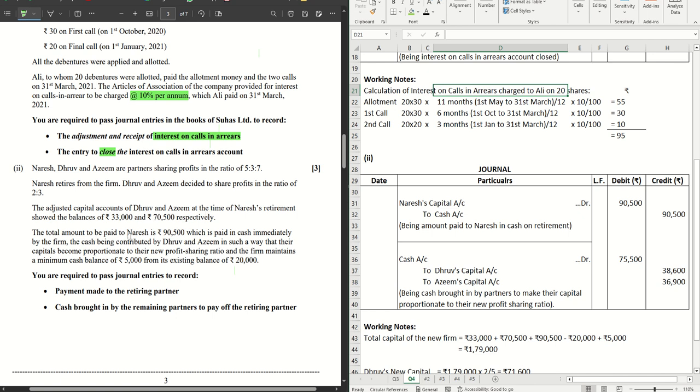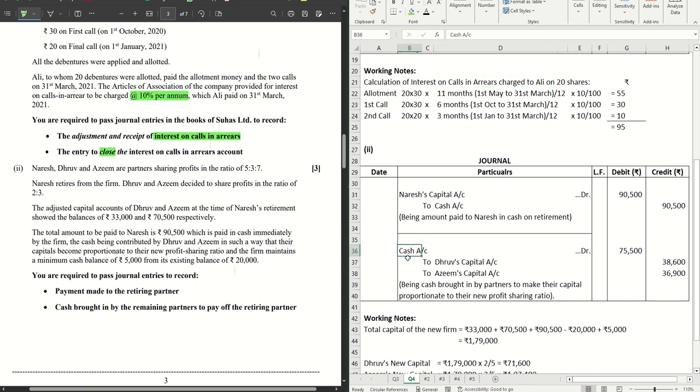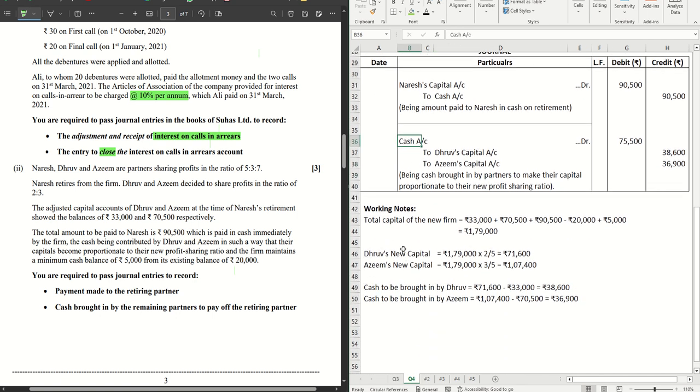There is an immediate payment to Naresh in cash, which is 90,500. Dhruv and Azim agree to bring in cash to make their capitals proportionate to the new PSR, and also maintain a cash balance of 5,000 from the existing balance of 20,000. You're required to pass journals for payment made to the retiring partner and cash brought in by the remaining partners to pay off the retiring partner. So again, let's first go to the workings to understand the calculations.